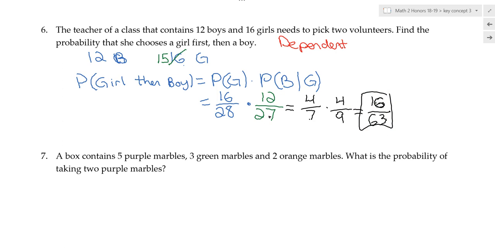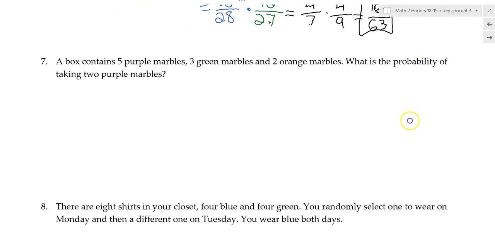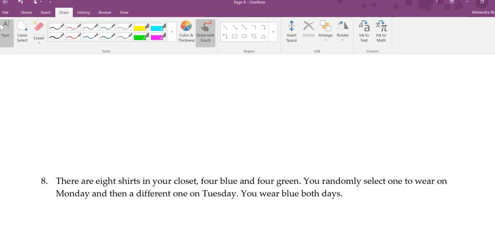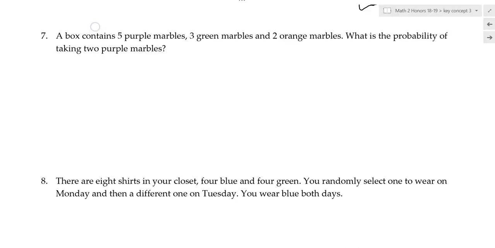All right, looking at number 7. A box contains 5 purple marbles, 3 green marbles, and 2 orange marbles. What is the probability of taking 2 purple marbles? Okay, and I'm going to have 2 purple marbles in my hand. When I take the first one, I'm not putting it back before I take the second one. So anytime I'm choosing 2 of something, it's going to be at like the same time. It's dependent. Okay, it says nothing about putting the first purple marble back. I want to have 2 in my hand.